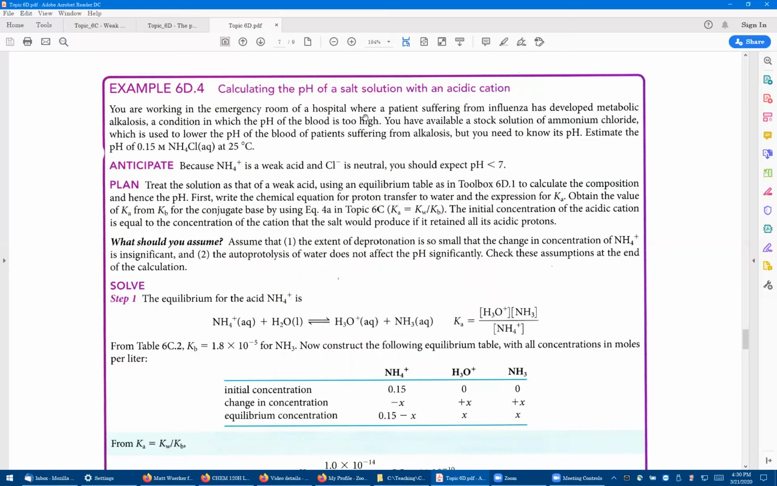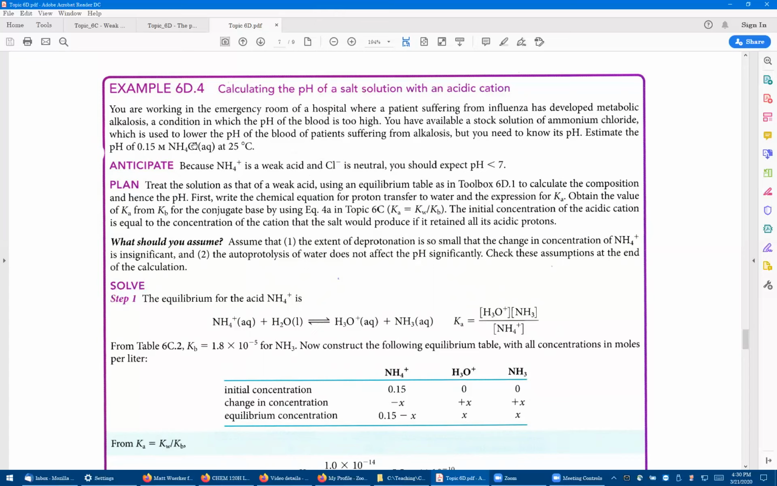You're working in the emergency room of a hospital where a patient suffering from influenza has developed metabolic alkalosis. That's a condition in which the pH of the blood is too high. That's why it's called alkalosis instead of acidosis, which would be pH that's too low. Well, among the things that can cause that to happen, of course, is an acidification of the blood from things that you breathe. So what you're told is you have available a stock solution of ammonium chloride, NH4Cl. And you have to determine the pH of that ammonium chloride solution so you know how much to administer.